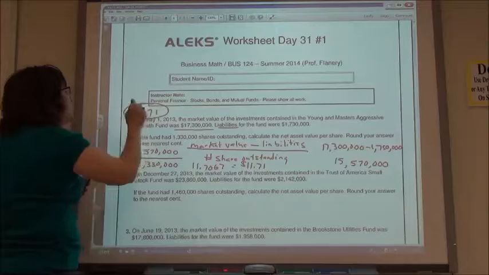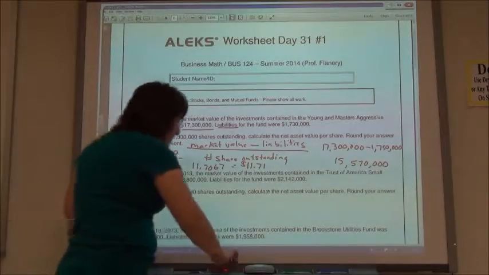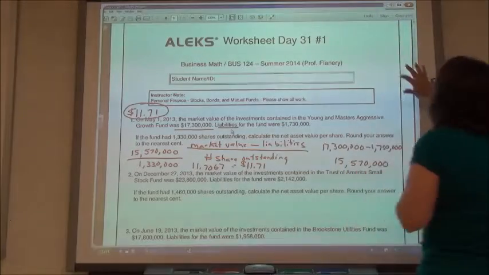Took up a lot of space when I was writing down the formula. So $11.71 would be my net asset value per share, the value per share. Move it up here.